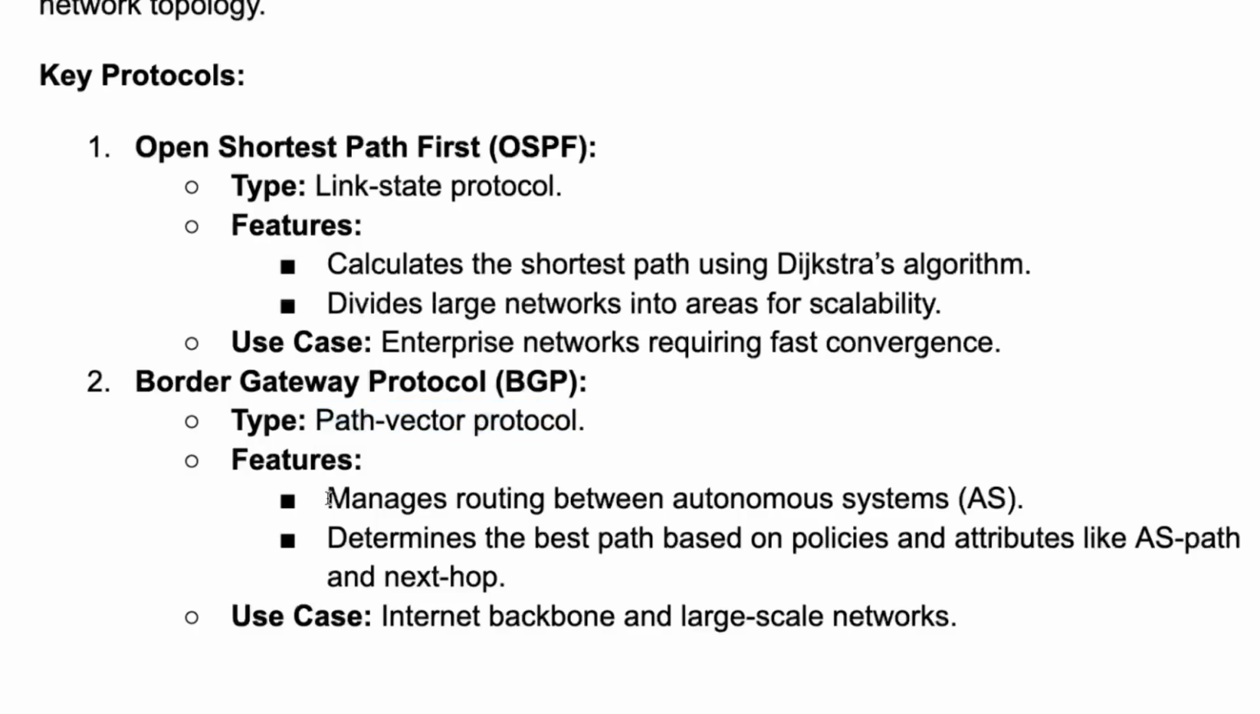The features of this are that it manages the routing between autonomous systems and determines the best path based on policies and attributes like the AS path, the autonomous system's path, and then the next hop. So it determines the best path based on policies and attributes like the autonomous system and the next hop. The next hop from one router to another router, that's what's considered a hop.